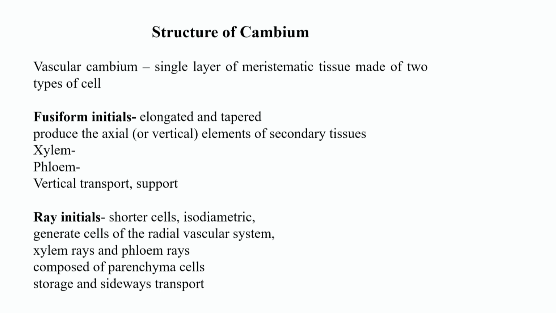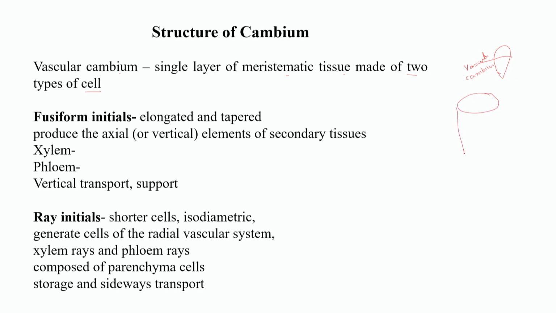Now coming to the structure of cambium. We will talk about the vascular cambium. It is a single layer of meristematic tissue made up of two types of cell.